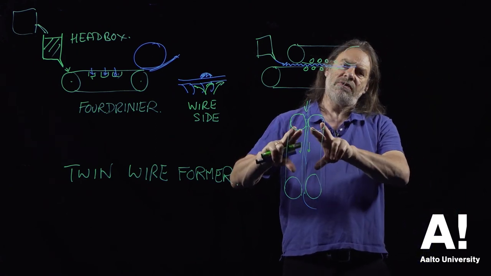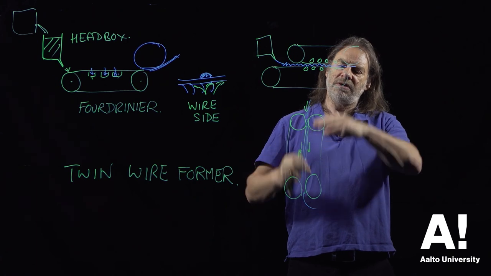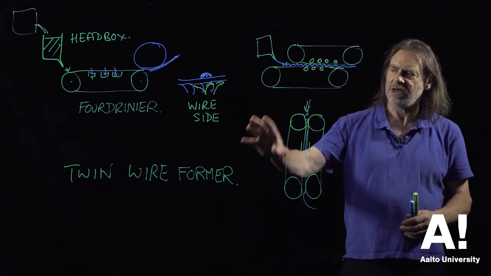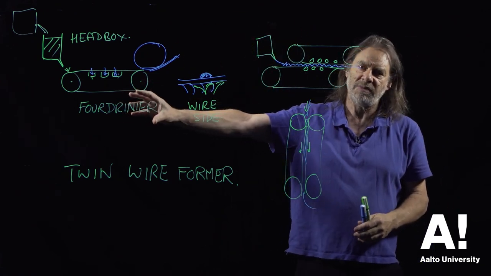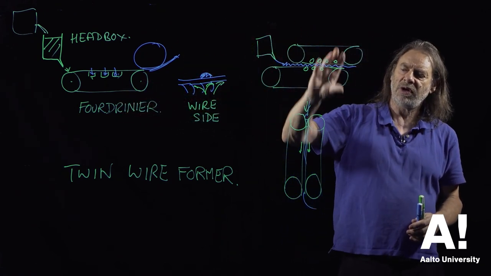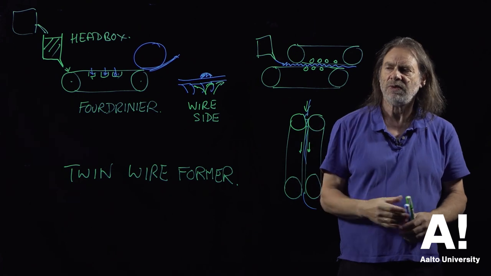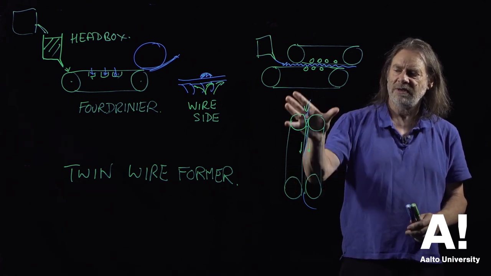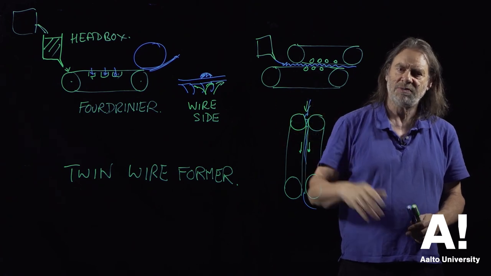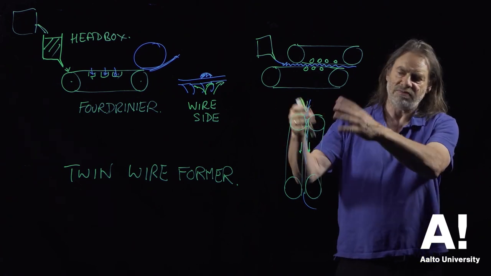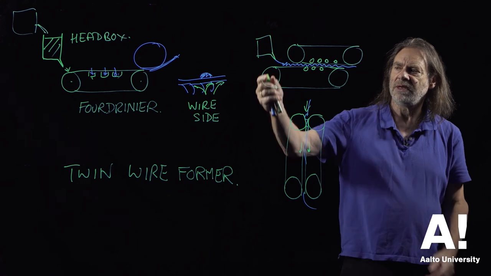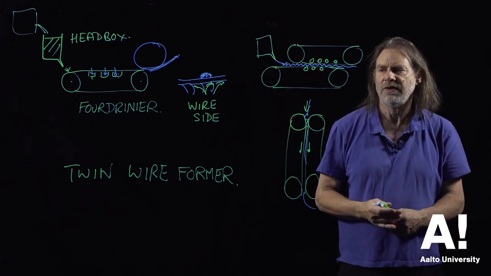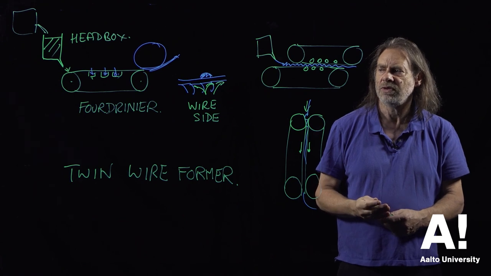The issue here with a vertiformer is that you need the height in the building to install it in the first place. So if you've built a paper mill and it was based around a Fourdrinier machine, then you won't be able to have a vertical twin wire former installed. So this has to be designed at the beginning. The building has to be designed at the outset, unless you've happened to have room for it. But it's more common to see a horizontal twin wire former, particularly if there's been a retrofit for an old Fourdrinier machine.